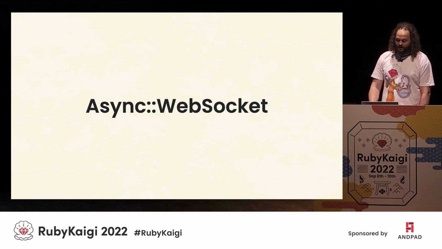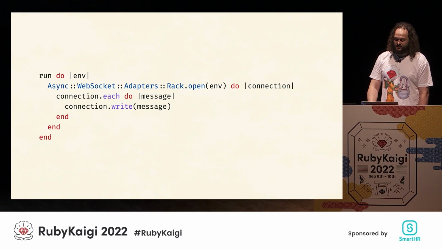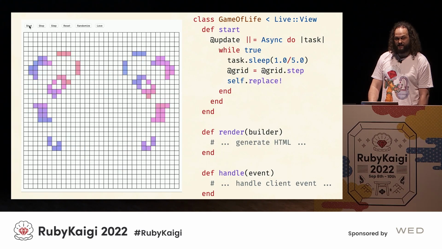Rack 3 bidirectional streaming makes it easier to support WebSockets. I created a gem called Async WebSocket which supports this new interface. Here is an example of how simple it is. You can comfortably handle between 1,000 and 10,000 connections per process. After that, Ruby's garbage collection and latency can become an issue. This kind of simplicity encourages experimentation and new approaches to interactivity.